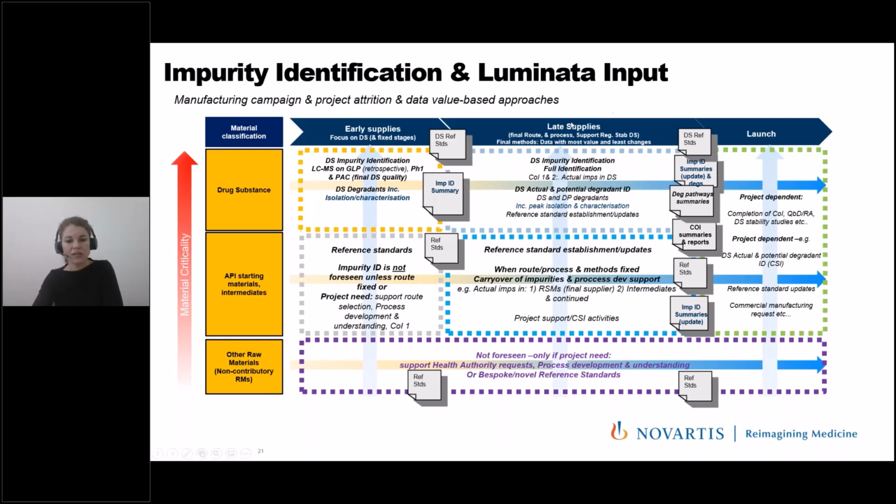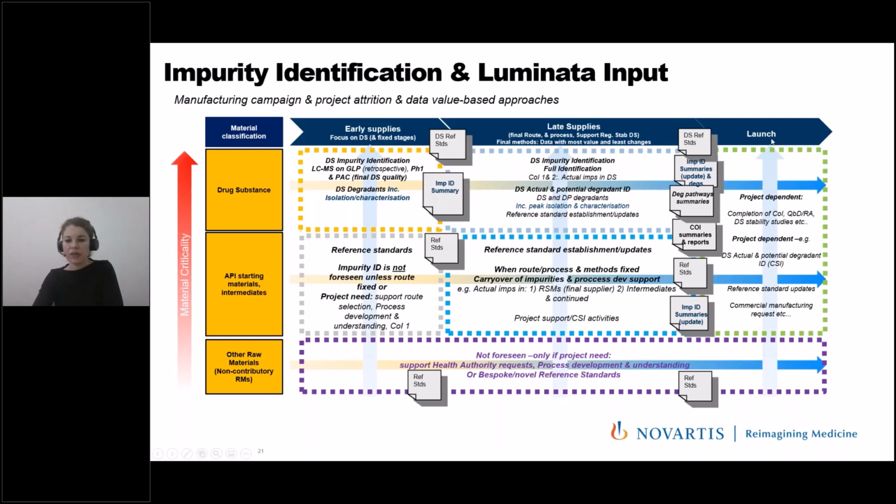As we move into late supplies, this identification then covers all other activities related to the synthesis and process finalization as well. So be it carryover of impurities, be it actual and potential degradants of the DS, but also, of course, reference standard establishment and updates, actual impurities in starting materials and intermediates, as well as all the activities we perform on a transactional basis for our compounds.